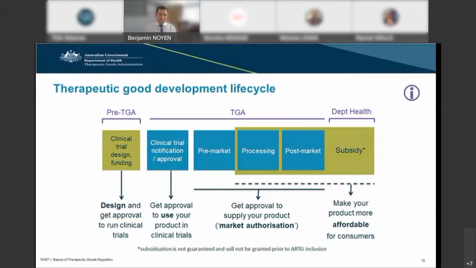However, no pharmaceutical, prosthesis, or Medicare listing will occur until the product is included in the Australian Register for Therapeutic Goods. And I refer to that as the ARTG throughout the presentation. For more information, visit the Pharmaceutical Benefits Scheme website, Prosthesis List Advisory Committee website, or the Medical Services Advisory Committee website. And remember, the TGA approval does not mean that your product will be subsidised. So now let's look at clinical trials in more detail.